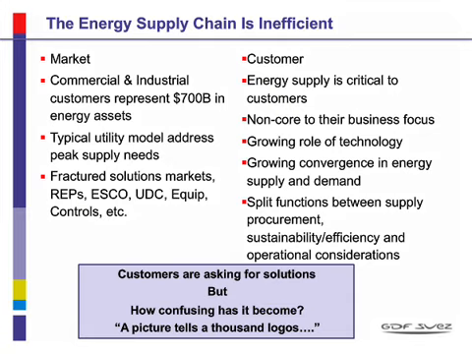The bottom line is that the energy supply chain is inefficient, and any of you who have directly participated in energy procurement and energy supply understand that. On the market side, C&I customers represent a huge amount of financial participation in the energy markets, but the typical utility model doesn't necessarily address the needs of end users. On the customer side, your energy supply is critical to your business, but in very few cases is energy a core component of your business focus or business planning.